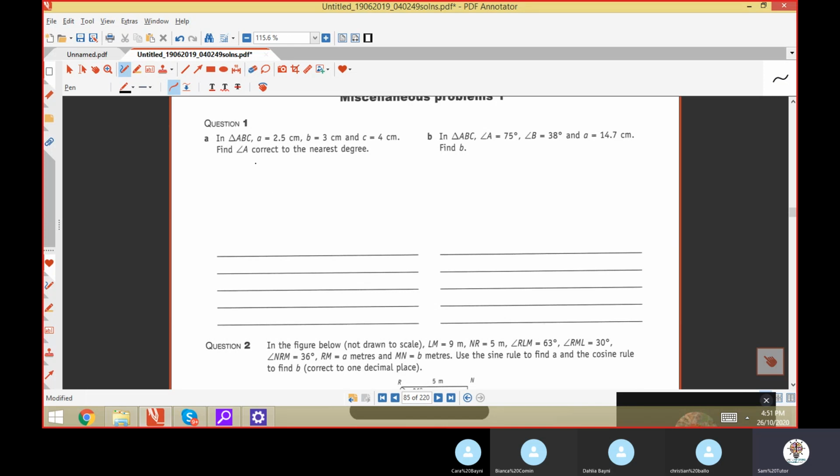So in triangle ABC, let's just draw that up. I'll say capital A, capital B, capital C. Little a is 2.5. So remember, opposite of capital A is 2.5, because that's little a. Opposite of capital B is little b, so b is 3 here. And opposite of capital C is little c, so it'll be 4 centimeters here. Okay? And then the question here says find the angle of just capital A, so we just have to find this thing here. We could just call that theta.